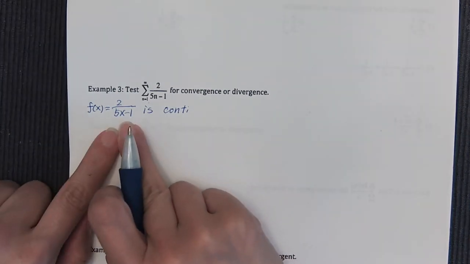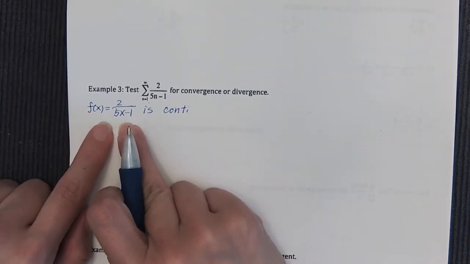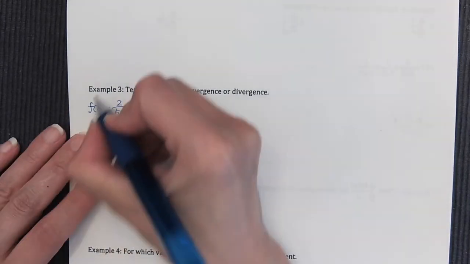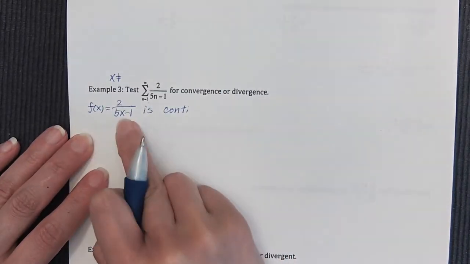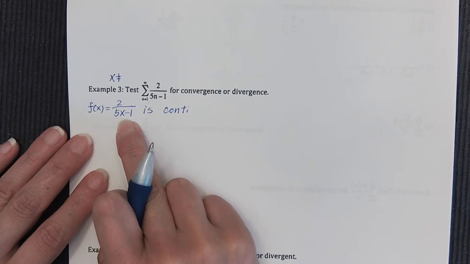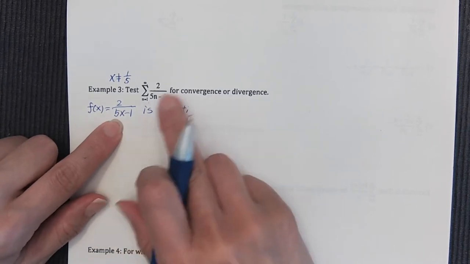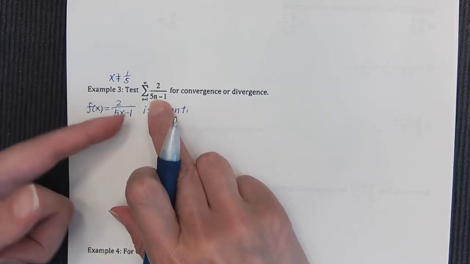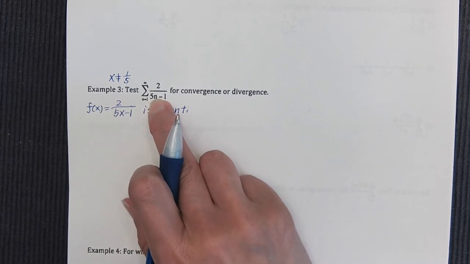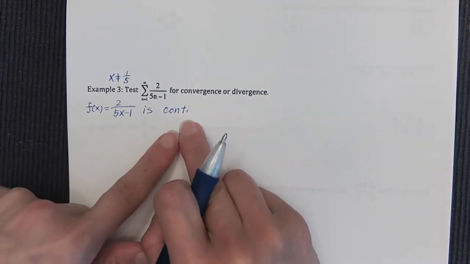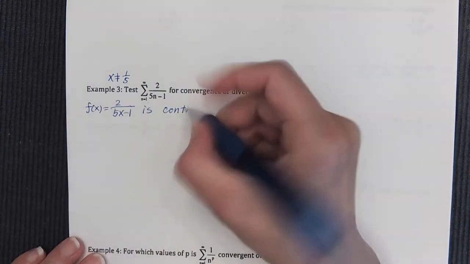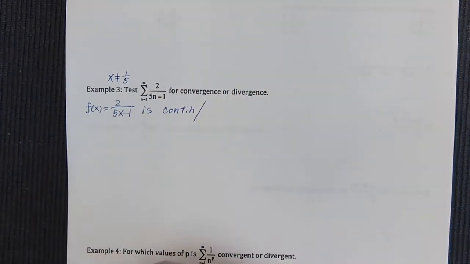But which number should I not plug in? This guy. X should not be what? 1/5, right? I cannot plug in the 1/5, but after 1, I can plug in whatever I want, right? That's why I can say it is continuous. What's the second condition?